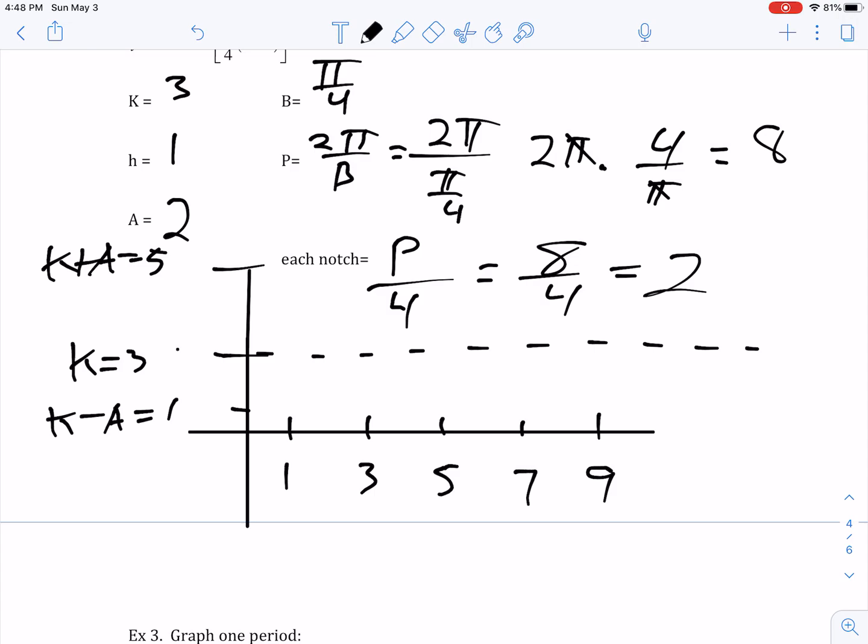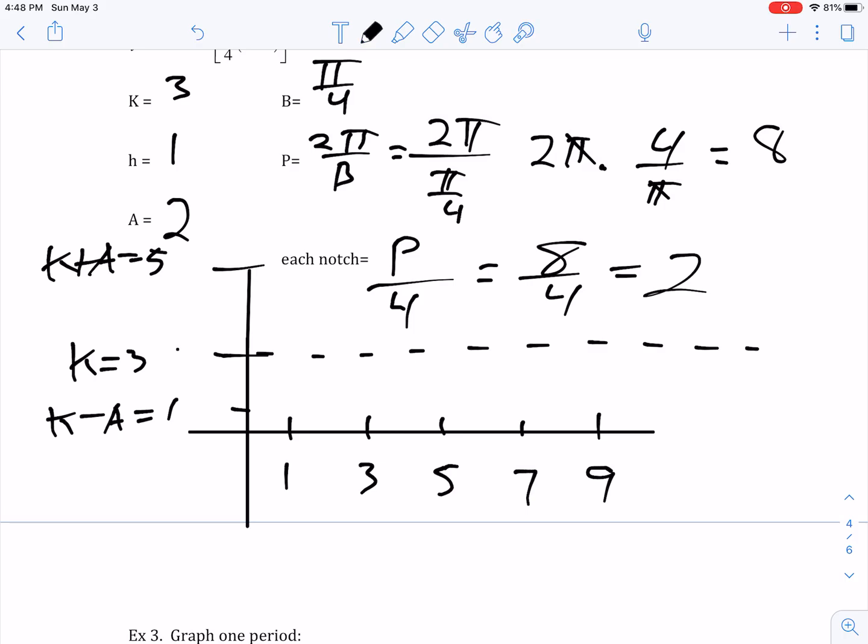And if you'll notice, once again, our period is 8. We're going to go through a up, down, back to the start, and from 1 to 9, which is 8 units, right? The distance there to there is 8.